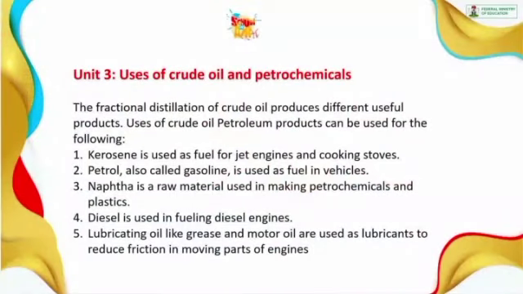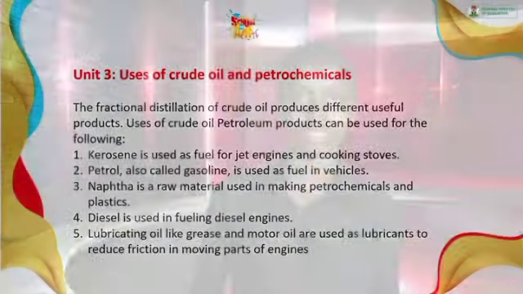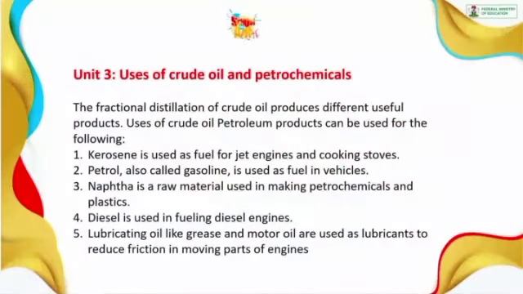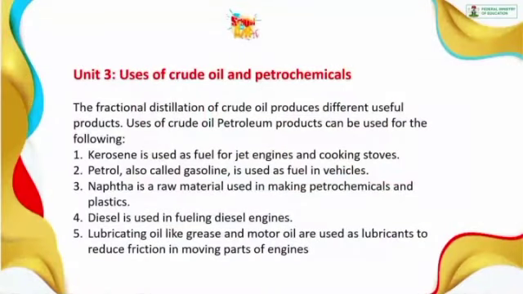The next one, petrol, which is also known as gasoline, is used to fuel our cars and other vehicles, right? Good. Naphtha is a raw material used in making petrochemicals and plastics. So all your plastic spoons, your plates, your cups, everything that has to do with plastic, they are made from a particular material called naphtha, and it is obtained from petroleum. Then we have diesel. Diesel is used in fueling diesel engines, all those big engines that require diesel. It is gotten from crude oil as well.